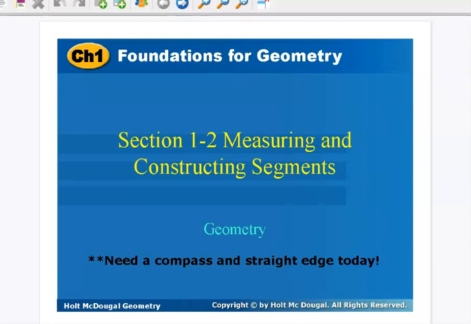We're ready for our next section. So in this lesson, we're going to go over section 1.2, measuring and constructing segments. Now I have here that we need a compass and a straight edge today. We are actually going to go past that and not use the compass and straight edge, so you'll be okay. Make sure you have your notes out and let's get started on our lesson today.